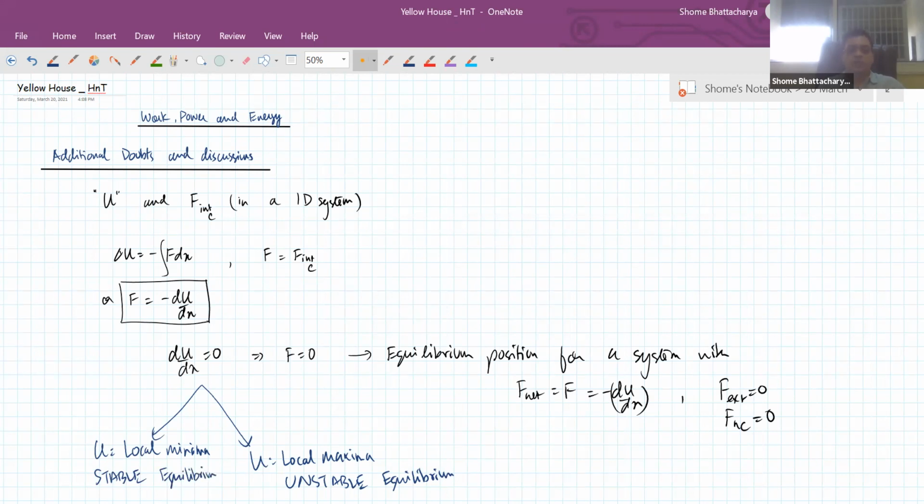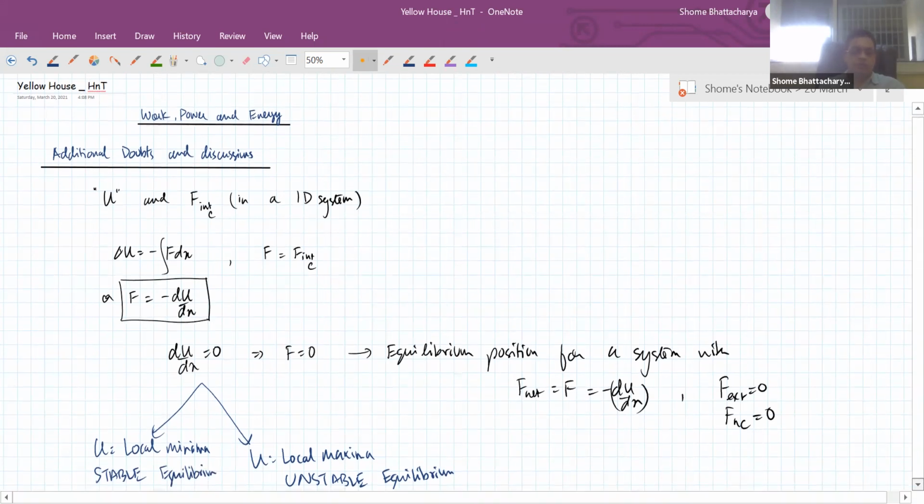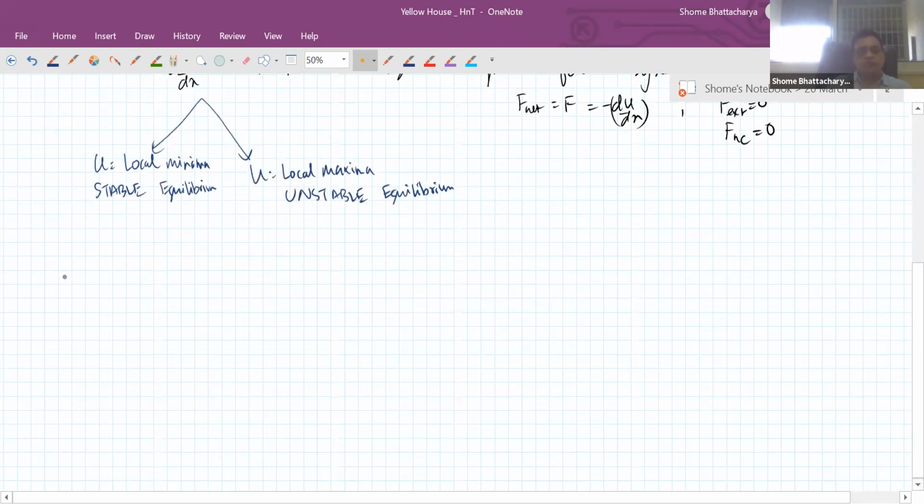So let's quickly do an example before we move ahead of this concept. Now let's say we have a 1D system along the x-axis.